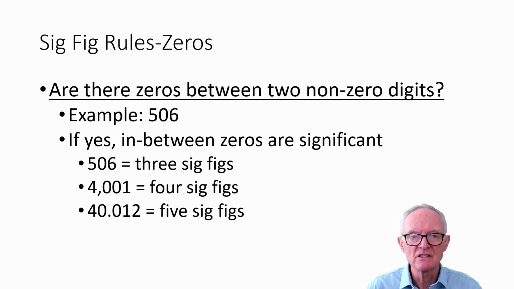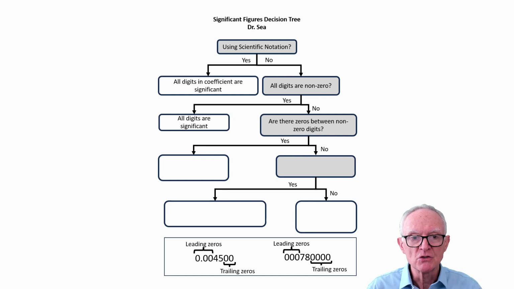In that case, the zeros are significant. 506 is 3 sig figs. The 5, the 0, and the 6 all significant. The next number, 4001, 4 sig figs, and 40.012, 5 sig figs. We fill in our decision tree again. Are there zeros between non-zero digits? If the answer is yes, those zeros between non-zero digits are all significant.